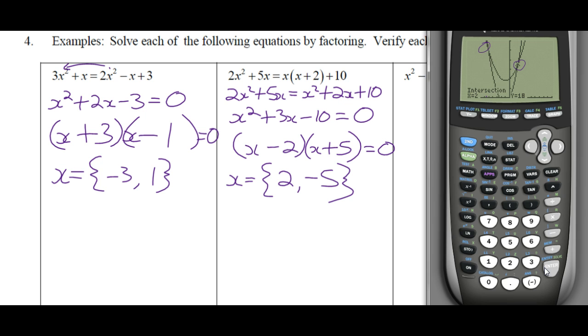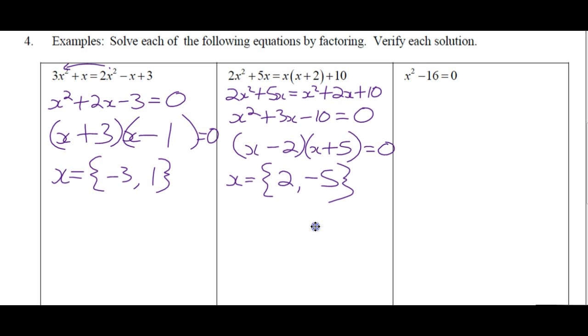Okay. So you can check. x squared minus 16 equals 0, special products. This is a difference of squares, right? How does it factor? Okay, difference of squares, factors like this.